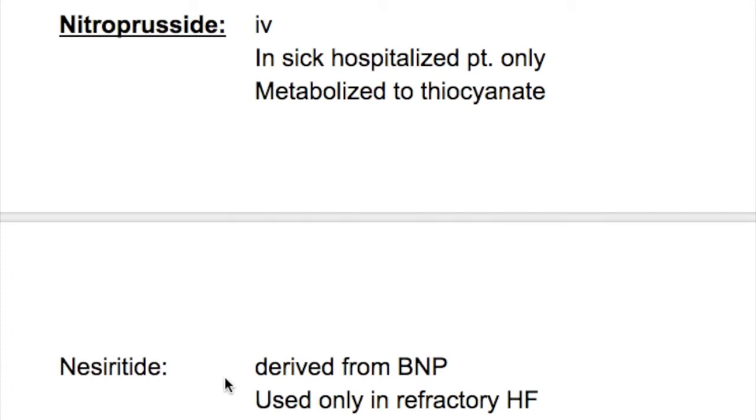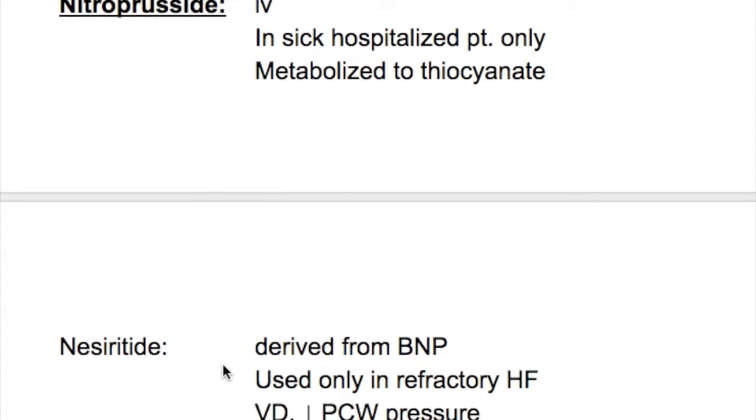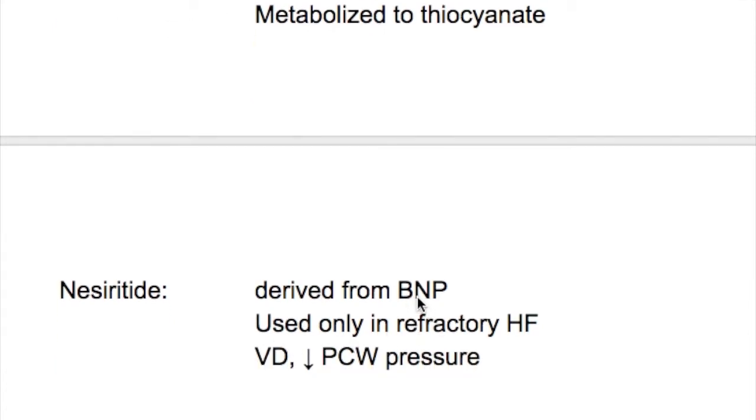What is nesiritide? Nesiritide is also used in systolic heart failure. It is derived from the natriuretic peptide, so it's used only in refractory cases of heart failure. It is a vasodilator and decreases the pulmonary wedge pressure. But when you are using nesiritide, what test can you do? You can measure the natriuretic peptide, but because it is itself a natriuretic peptide, the results will be wrong.